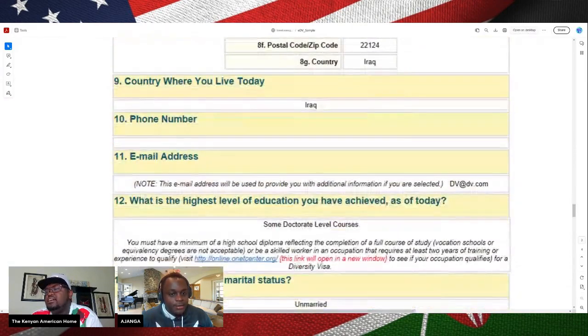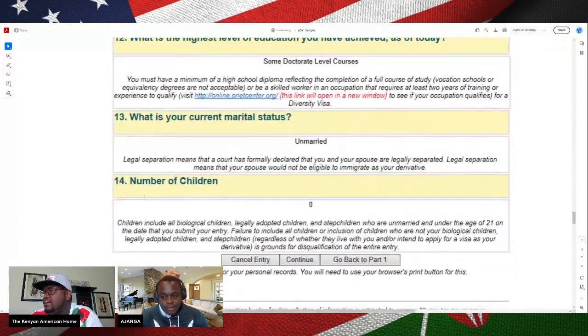And then if you're single, you put unmarried, never married. When you put unmarried, it won't give you the option to add a spouse. When you put zero children, it won't give you the option to add children either.